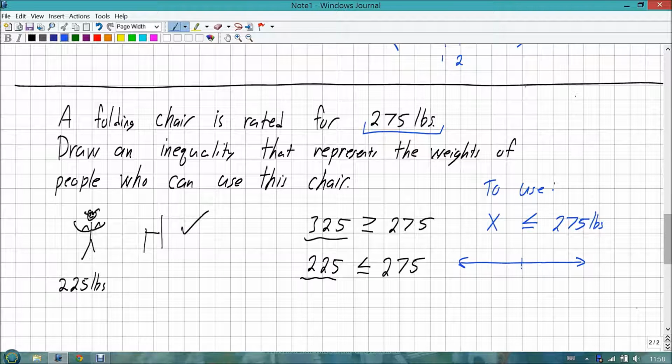And then drawing that on a number line, we would start at 275. And we know that 0 is less than 275. So I would start at and include 275 and go towards 0. So all of those would be able to use that chair. And of course you can't weigh less than 0, so I think we'd probably have a stopping point at 0, and that would be the range of people that could use the chair.